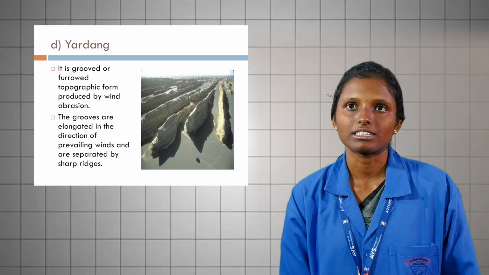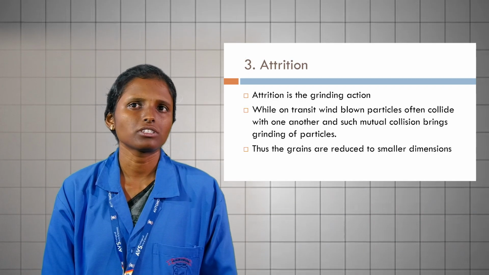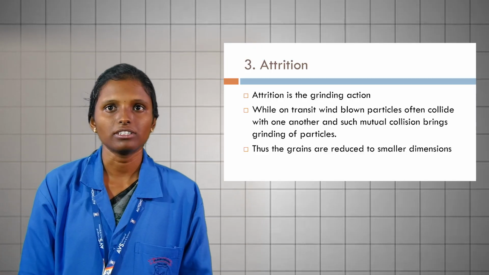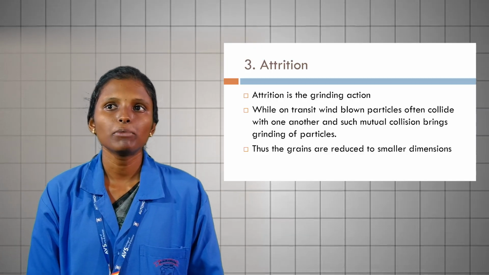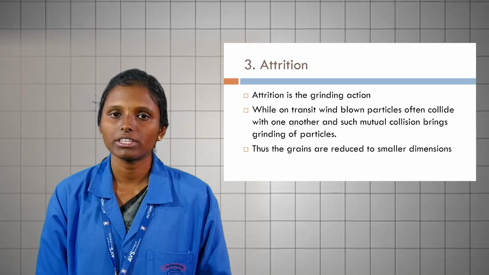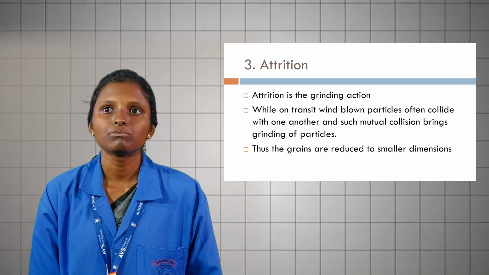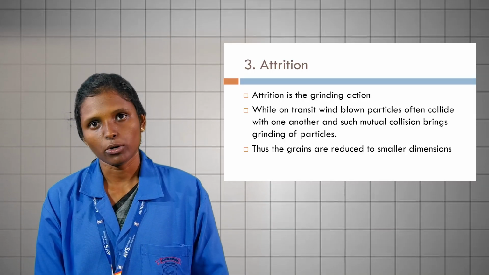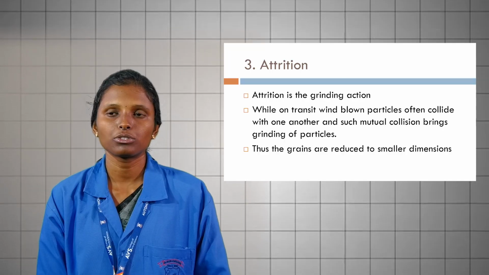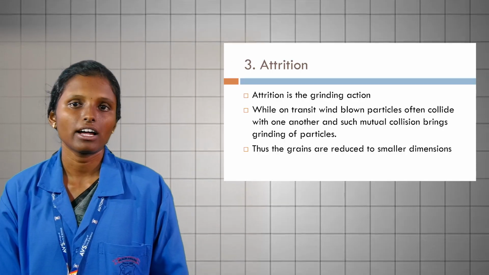So it is called as a Yardang. The attrition process is nothing but the grinding action. While in transit, wind-blown particles often collide with one another, and mutual collision brings about the grinding of particles. These particles are reduced to smaller sizes, which is called attrition.